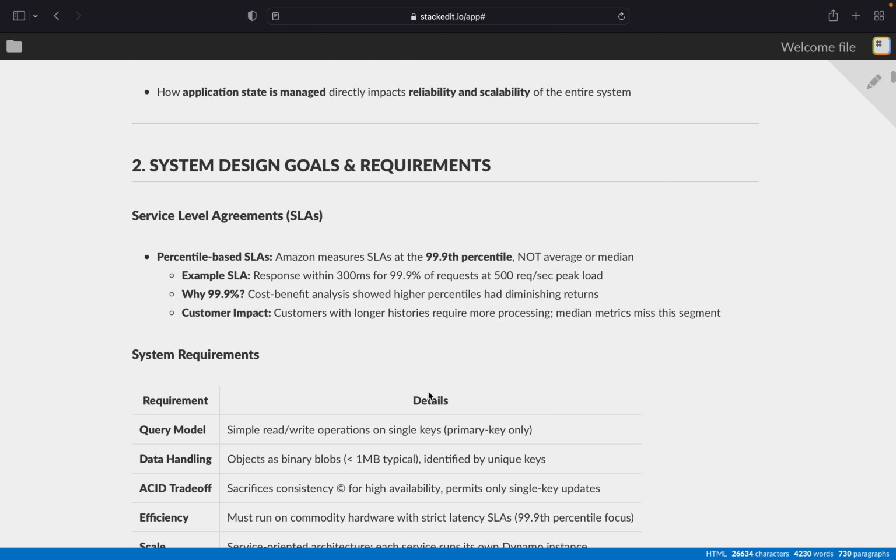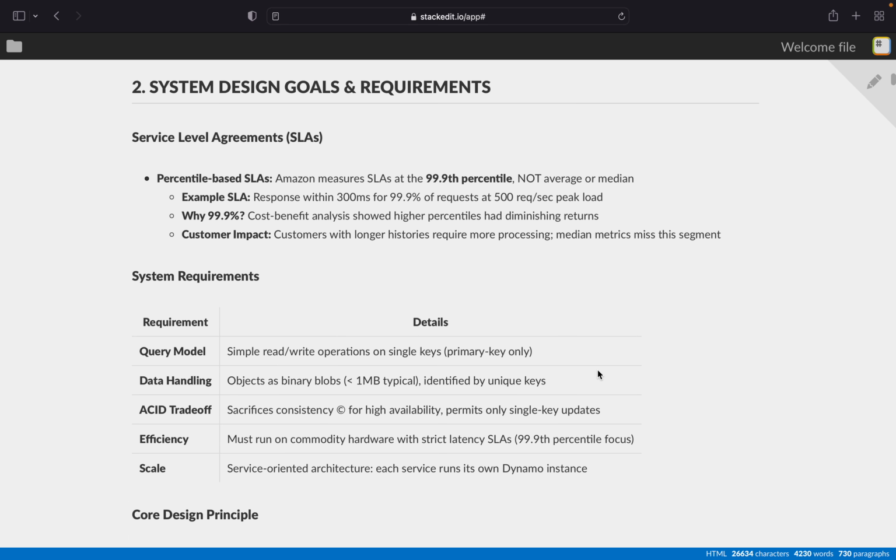and it needed to be highly available. It didn't need to be very consistent. It was okay with an eventually consistent system, and it had to be reliable. The most important thing for Amazon in developing this database was that it be highly available.